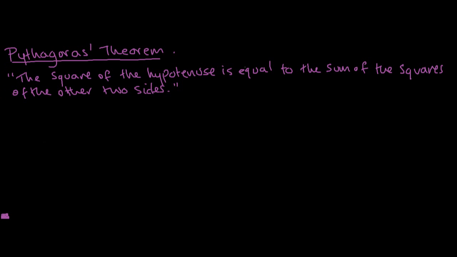So let's just go over what I've written here. Pythagoras' theorem, in words, is: the square of the hypotenuse, I'm going to explain what the hypotenuse is, is equal to the sum of the squares of the other two sides. And sum just means add, so we just put add there. Hypotenuse, I'll explain what that is, and the square, that just means you square them. So 2 squared is 2 times 2, which is 4, that kind of thing.